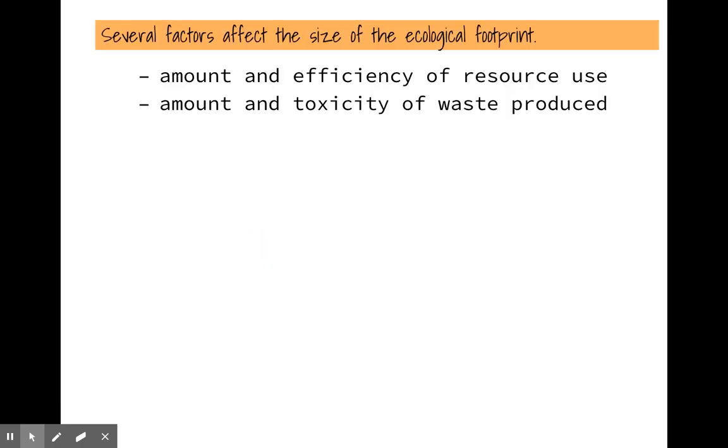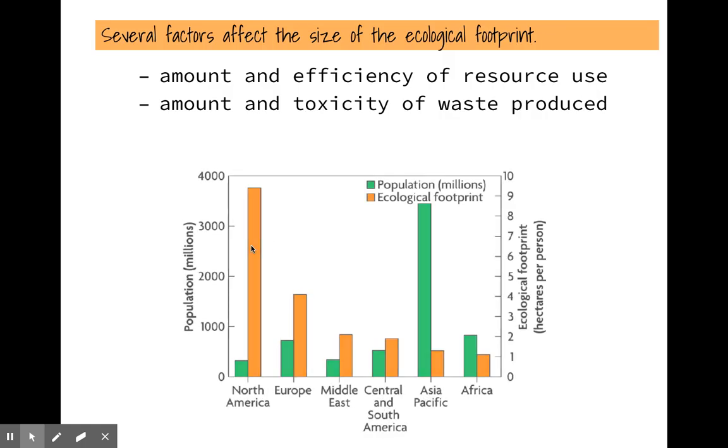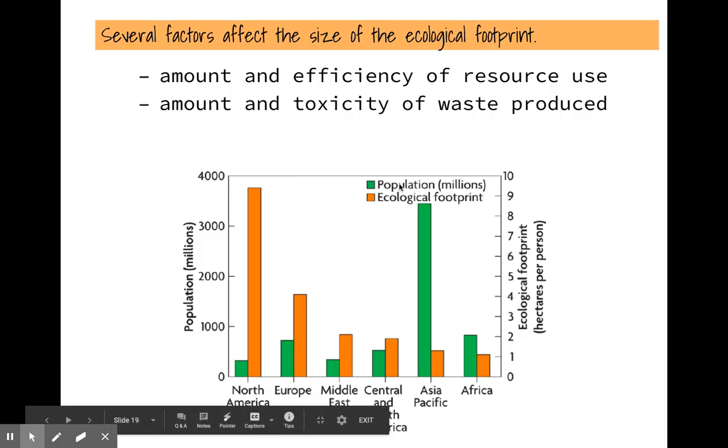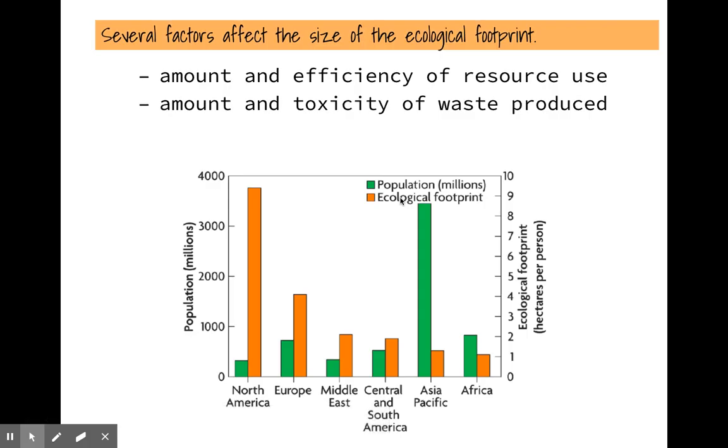Now, there are several factors that can affect the size of the ecological footprint. So we're looking at the amount and efficiency of resources we use, as well as the amount and toxicity of waste that is produced. So notice here we have our population and our ecological footprint. So that's basically the damage that we're doing here on Earth. Okay, here's a population and here's the ecological footprint, what's needed in order for you to survive.